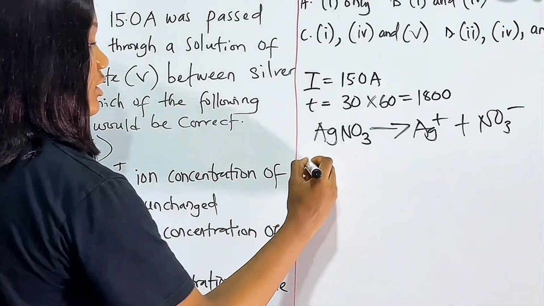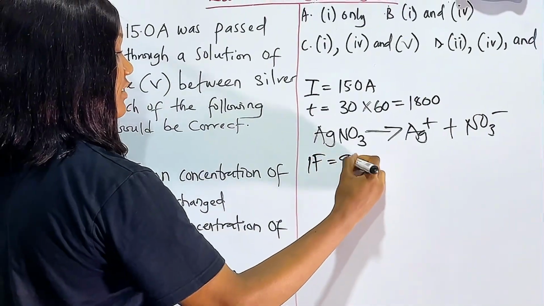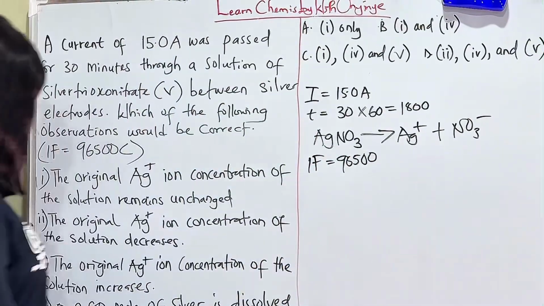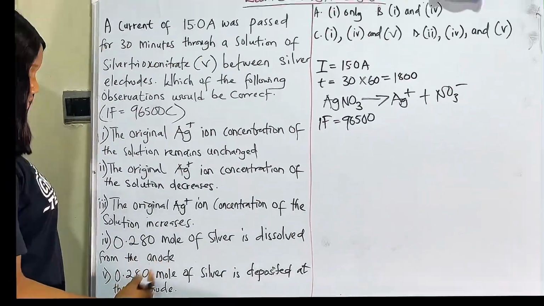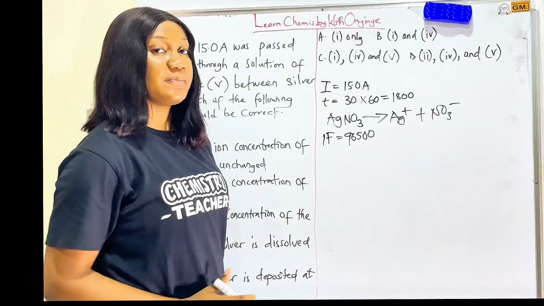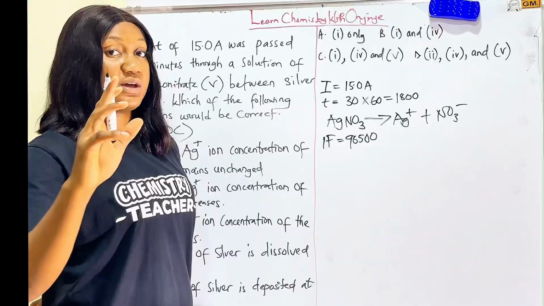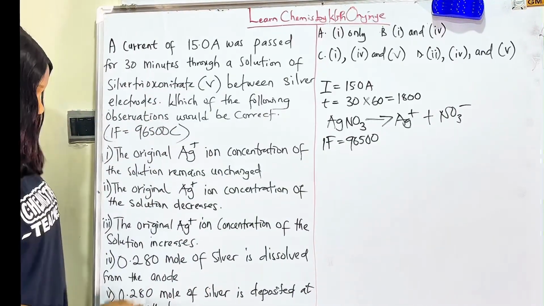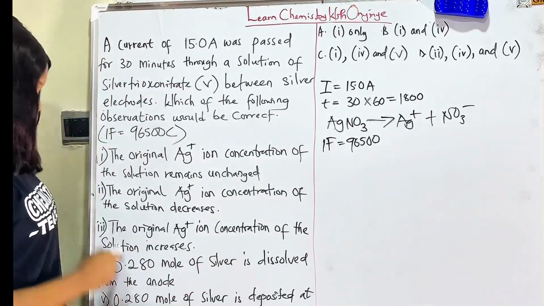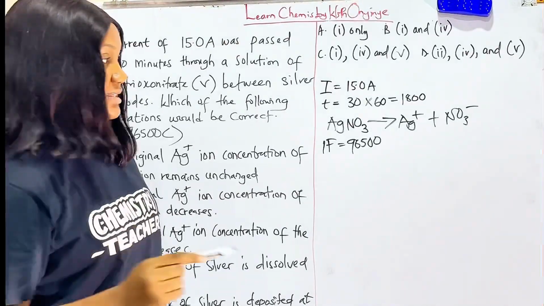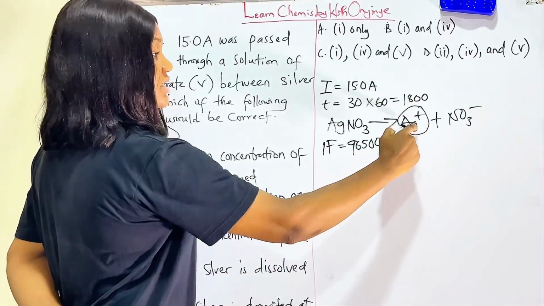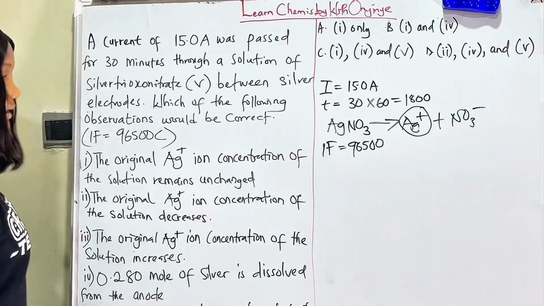1 Faraday, we have 1 Faraday as 96,500. Now, because we have values here, 0.28, 0.28, it means that a calculation was done here. And we have that is 0.280 mole. So firstly, let's confirm if any of these is correct. That is, if the mole of silver deposited is 0.280. So this is silver, right? This is the silver deposited.